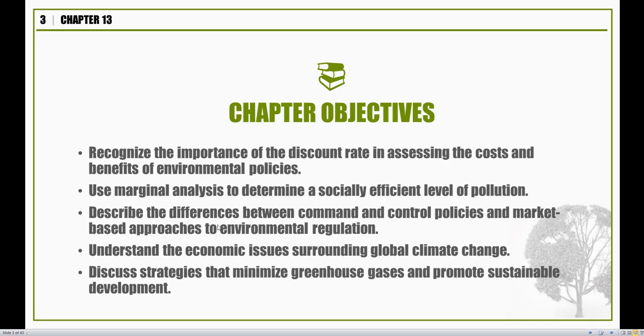And in the economic sense, we need to go ahead and find out what the socially efficient level of pollution is. And that answer might surprise you just a little bit. Is the goal to maintain zero pollution, or do we need to actually have some type of positive amount of pollution in the economic sense? And then we'll go ahead and focus in on a few of the different policies that we use nowadays, such as command and control and market-based approaches.